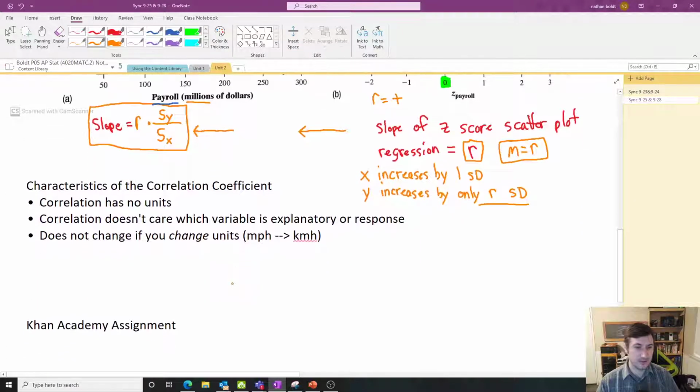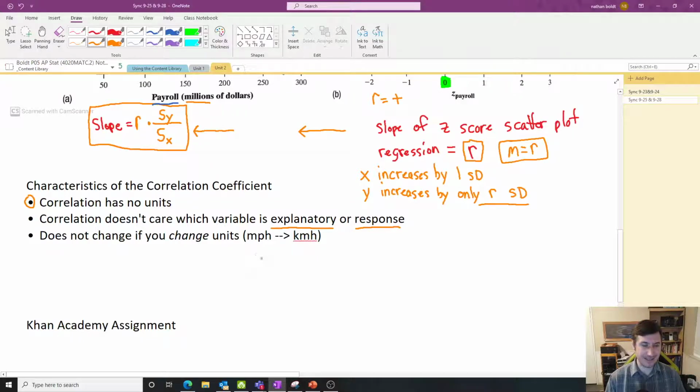Here are some characteristics of correlation that you do need to know. I've mentioned a few of these, I think, but if I haven't, I'm mentioning them now. Correlation has no units, okay? Because we converted everything into z-scores, there are no units here. So it doesn't matter if you're looking at miles, kilometers, feet, time, seconds. r has none of that. And because r has no units, it doesn't matter which variable you make the explanatory or which variable you make the response.